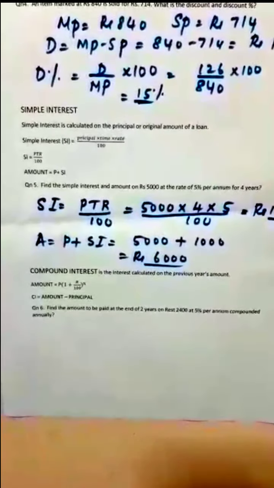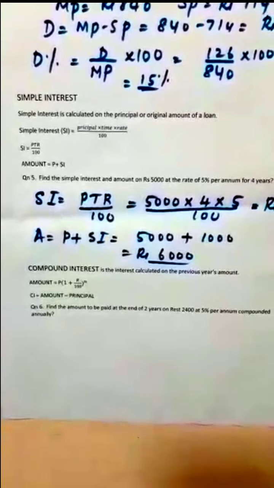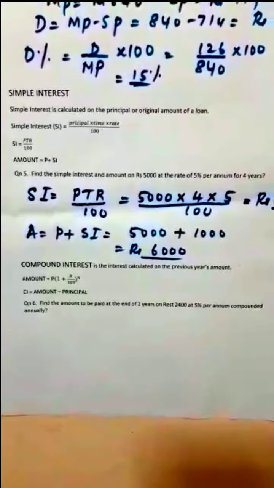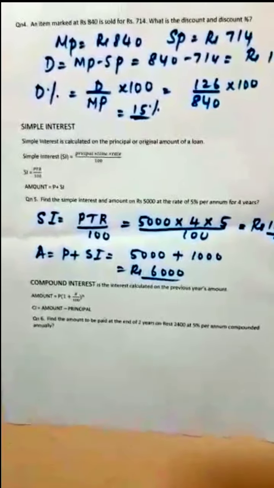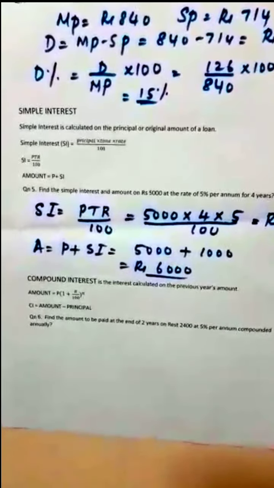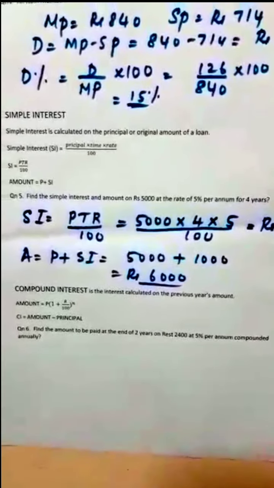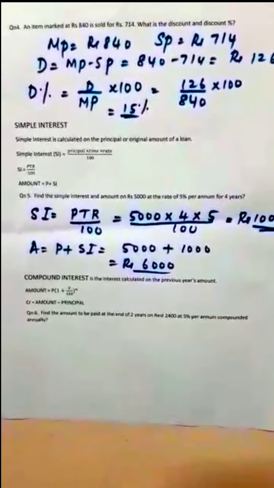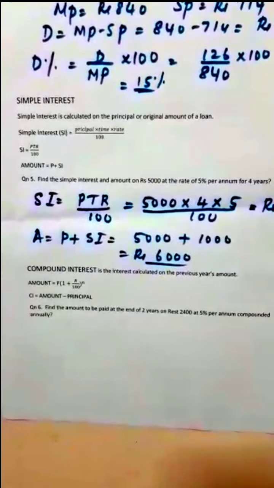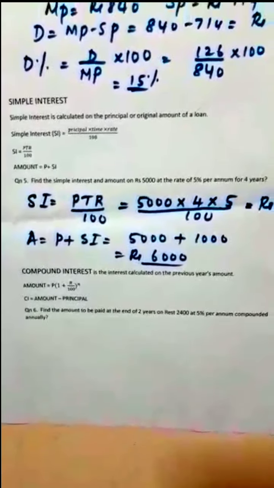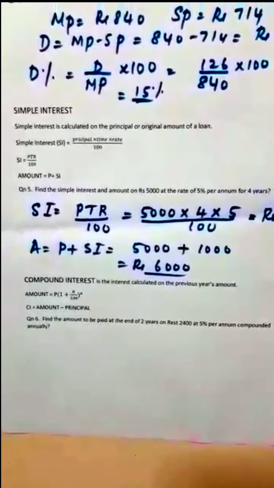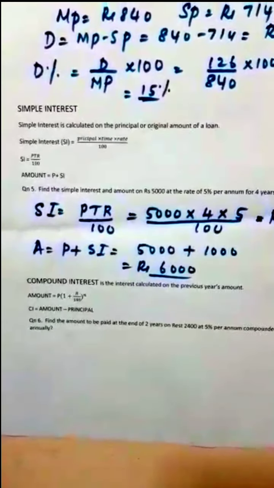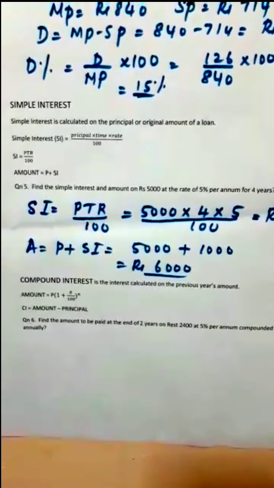Next topic is compound interest. Compound interest is the interest that you get on the money you initially deposit. So compound interest is the interest calculated on the previous year's amount. So first you are finding the amount. There is a formula, that is P multiplied by 1 plus R over 100 raised to N. P is the principal, R is the rate and N is the number of years. And then find out the compound interest, that is amount minus principal. You will get the compound interest.